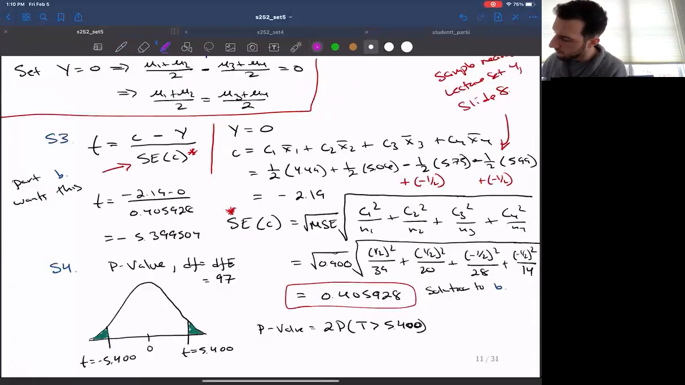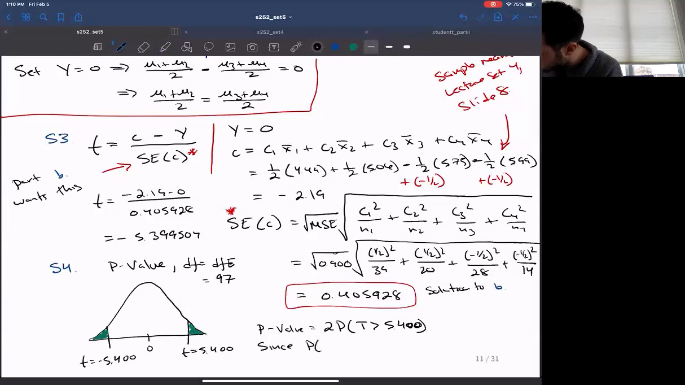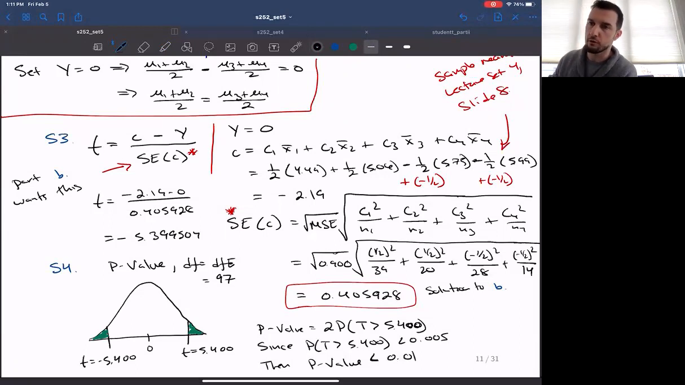Okay, so then we can say since the probability t greater than 5.400 is less than 0.005, then the p-value is less than 0.01, since we have to multiply by 2 because it's a two-tailed test. All right, and then following from that, we can reject the null. So we're just saying that there's evidence that the average of mu1 and mu2 is different from the average of mu3 and mu4 in this case.